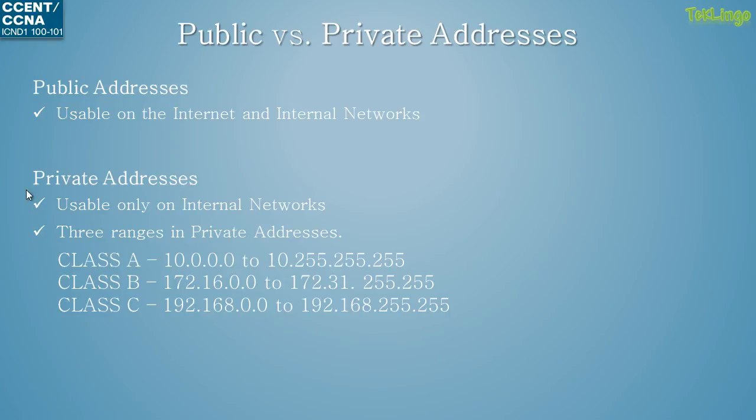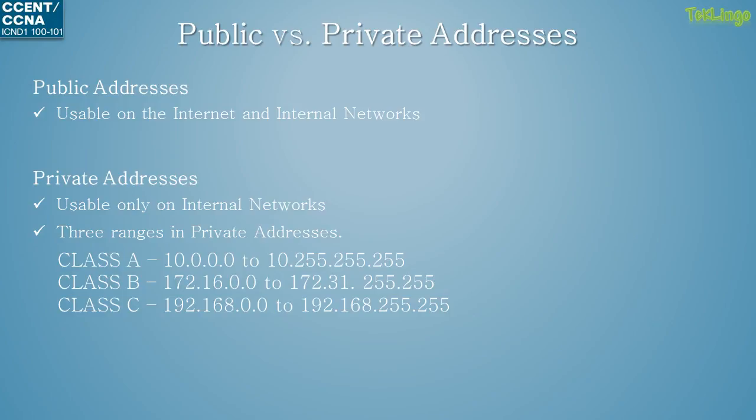Now, private addresses are the addresses that can only be used in internal networks, meaning the network devices with private addresses can only communicate within themselves directly, but they cannot communicate directly to the devices out on the internet. Many organizations will be using private IP addresses for their internal network, and to provide access to the internet, they would buy a public IP and NAT it internally, meaning share the internet to its internal network.